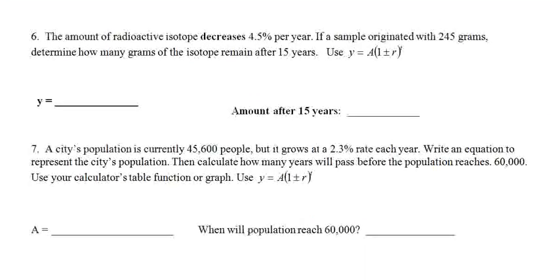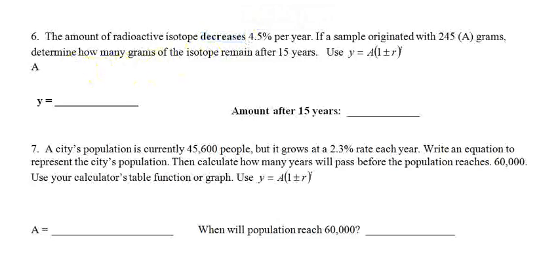So the amount of a radioactive isotope decreases 4.5% per year. If the sample originated with 245 grams, determine how many grams of the isotope remain after 15 years. My A value is what I'm starting with, so this 245 is going to be my A value. Since it decreases at 4.5% per year, that's going to be minus.